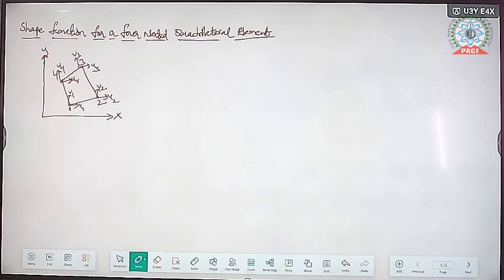So for the x axis we take u1 as displacement, and for the y axis we take v1 as displacement. This is the 2 degrees of freedom. Every node has 2 degrees of freedom.